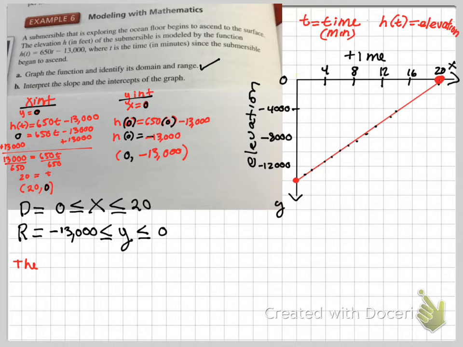The x-intercept is, and then you tell me what it is. In this case, the x-intercept is (20, 0). Period. And now you have to explain it. What does 20 mean? What does 0 mean in the context of the story? You say, this means, what does 20 represent? Since it's on the timeline, that means 20 minutes. And 0 means it will be at 0 elevation.